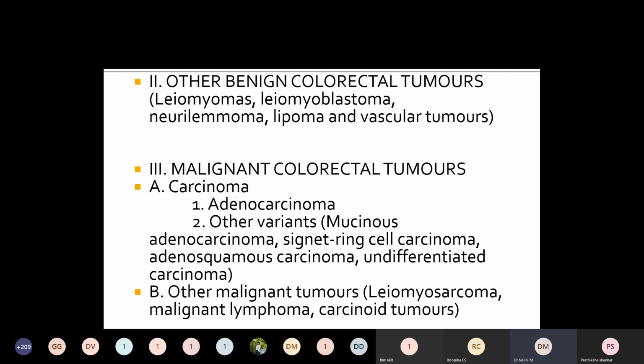Other benign colorectal tumors could also include leiomyomas, leiomyoblastoma, neurilemmoma, lipoma, and vascular tumors, but these have the same morphology as how we see them anywhere else in the body. So I'm not going to discuss these in detail. What we are going to discuss again is the malignant colorectal carcinomas, where adenocarcinoma is the most common, adenocarcinoma and its variants. Okay, and other malignant tumors could also include lymphomas, carcinoid tumors, malignant carcinoid you mean, and leiomyosarcomas. We discussed carcinoid tumors in the last class. Okay.